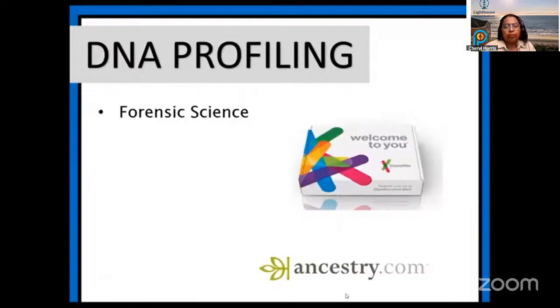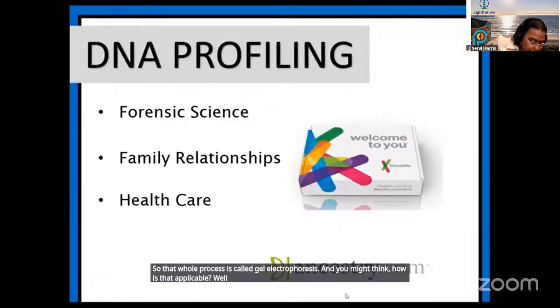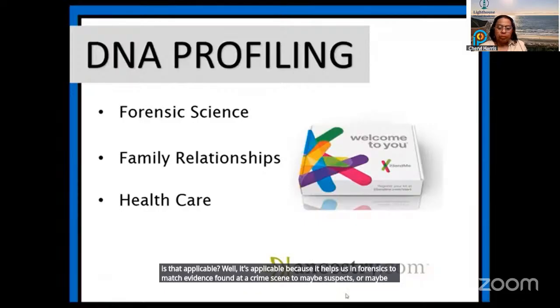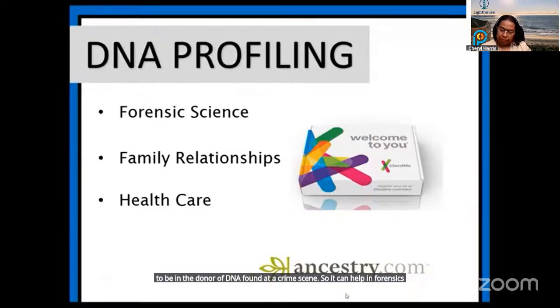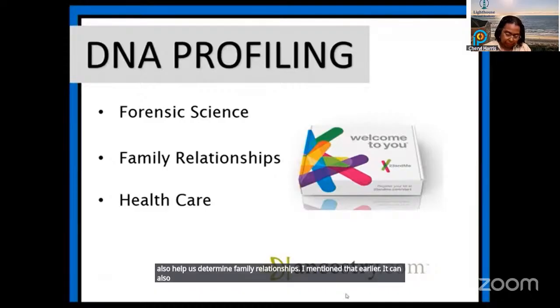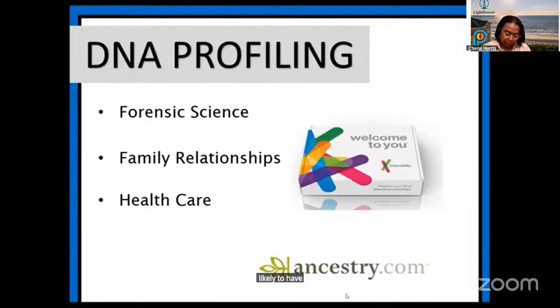Now you might think, how is that applicable? Well, it helps us in forensics to match evidence found at a crime scene to maybe suspects or maybe to a victim, or it can exclude a victim as being the donor of DNA found at a crime scene. It can also help us determine family relationships, which I mentioned earlier. It can also help in healthcare. I also mentioned that earlier. It can help us understand if we are likely to have Alzheimer's or breast cancer.